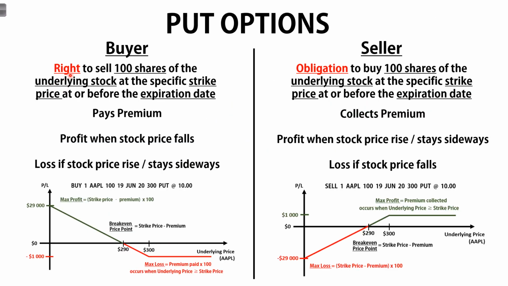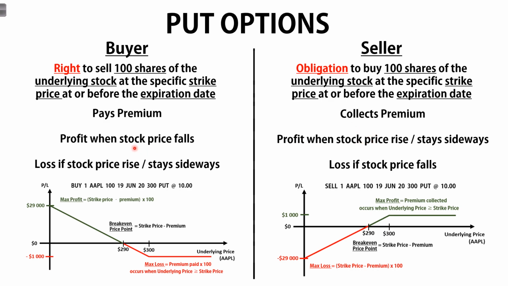So if you compare the difference between a put option buyer and a seller, it is pretty straightforward. They are just the opposite of one another. As the buyer, you have the right to sell shares. And as a seller, you must buy up the shares whenever the buyer asks for it. As a buyer, you pay the premium. And as a seller, you collect the premium.